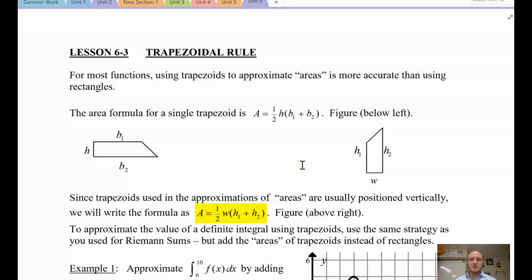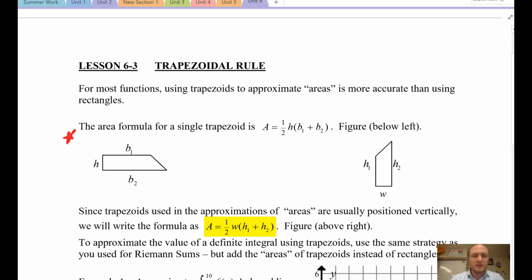For most functions, using trapezoids to approximate areas is more accurate than using rectangles. And the area formula for trapezoids, since it's more accurate and you'll be utilizing it, is the height times base 1 plus base 2. So you'll notice here we have a trapezoid, and the area formula is height times the sum of the two bases cut in half. So you're kind of like averaging the bases.